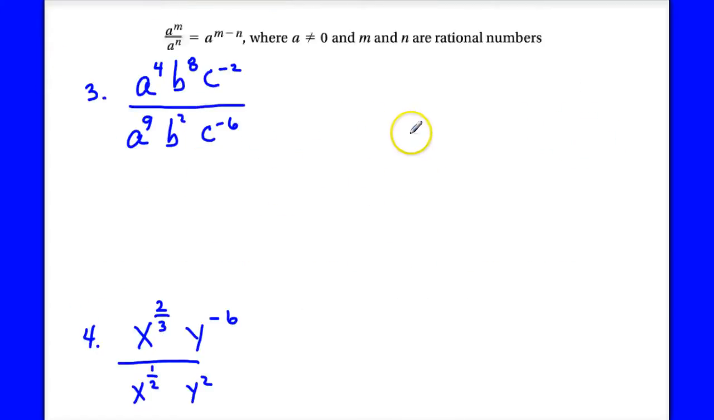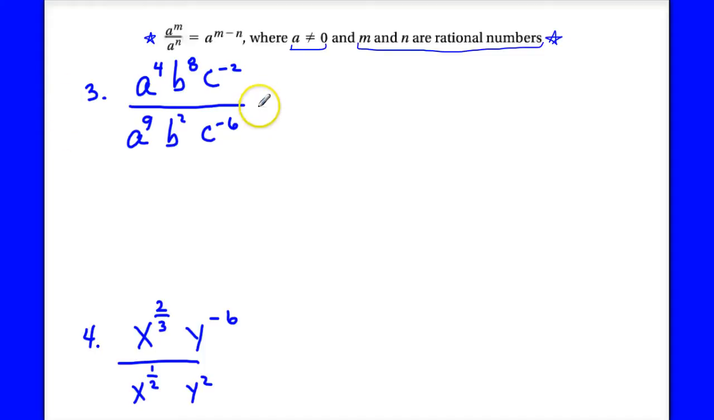And now I'm going to look at the same property that we just talked about, which I rewrote here, and you should have just written that down in your notes, that you have a to the m over a to the n. You subtract m minus n. That's your new exponent. The one thing I did not mention on that previous slide is that a cannot be 0. And m and n have to be rational numbers for that to really work. So we wouldn't use things like pi to do that.